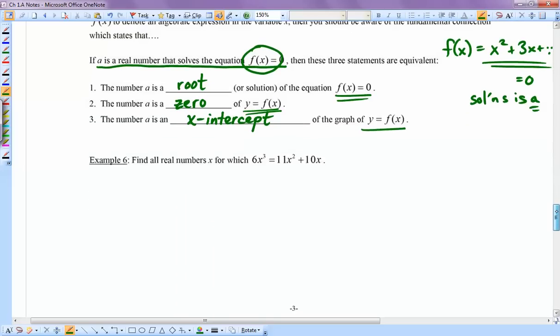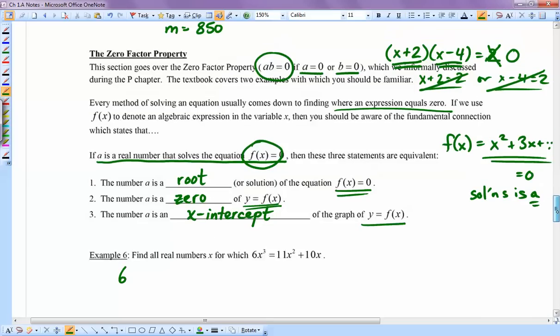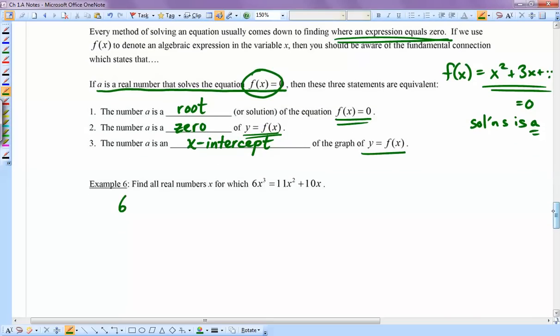Let's look at the last problem here on this page. Example 6, find all real numbers for which 6x cubed minus 11x squared equals 10x. So if we follow along with what we wrote here, an expression should equal 0. That's how we solve a lot of things. And then let's get everything on one side. 6x cubed minus 11x squared minus 10x equals 0. This one we'll do algebraically because you can factor out an x.